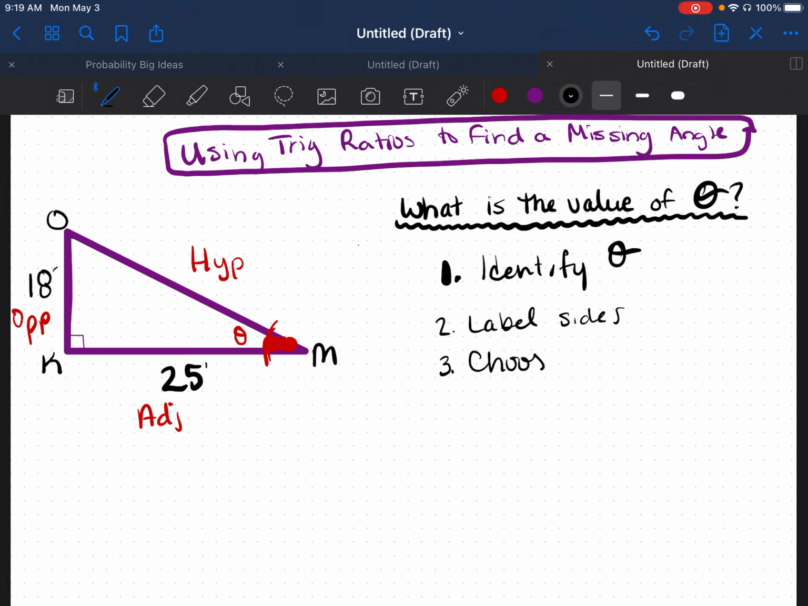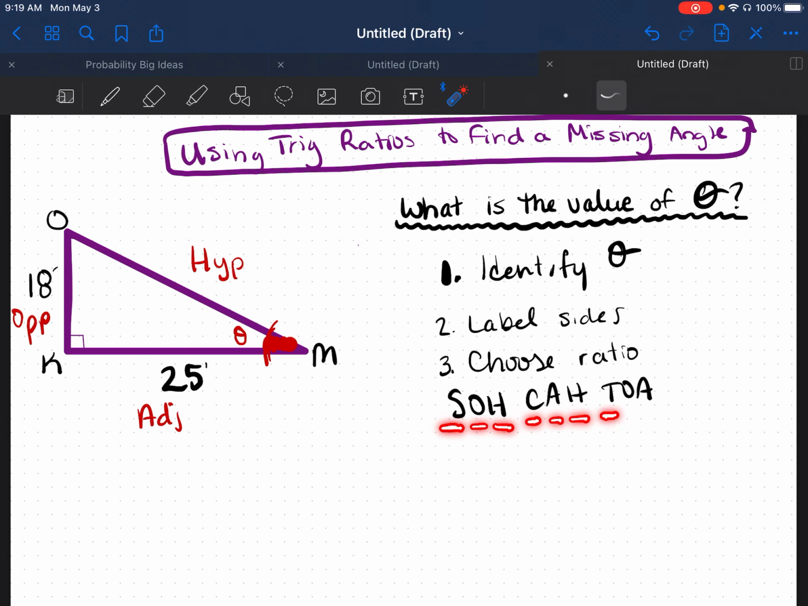Step 3 is to choose my ratio. Which ratio am I going to use to help me solve this problem? I always like to write my acronym here to help me remember. So I have SOH CAH TOA. And I know that this means sine is opposite over hypotenuse, cosine is adjacent over hypotenuse, and tangent is opposite over adjacent.